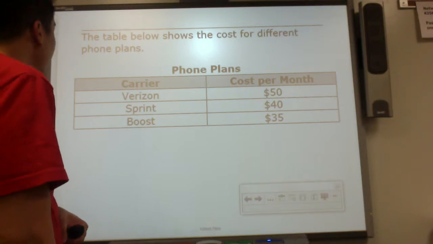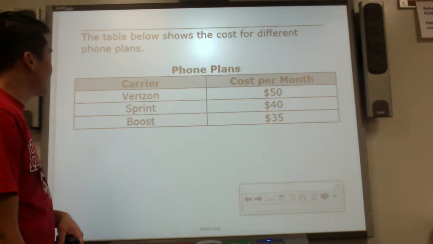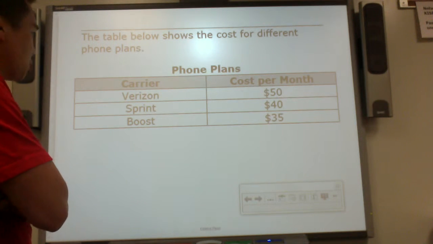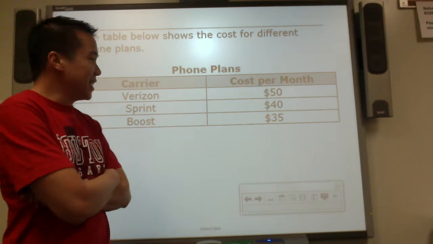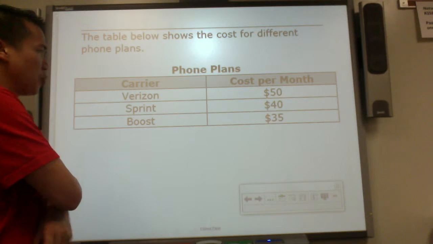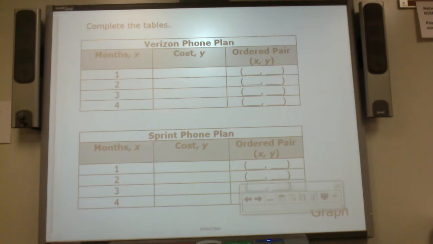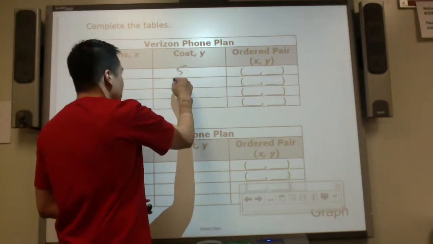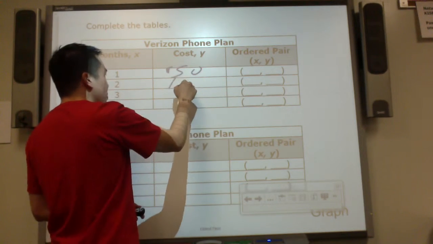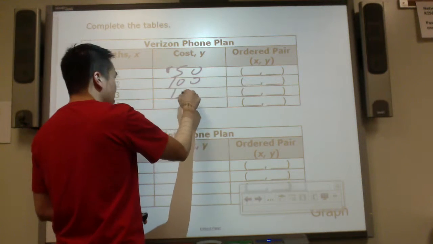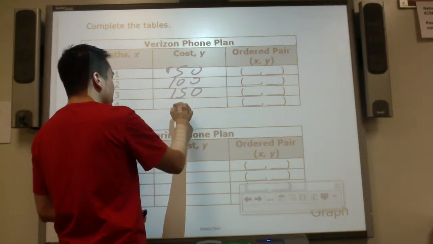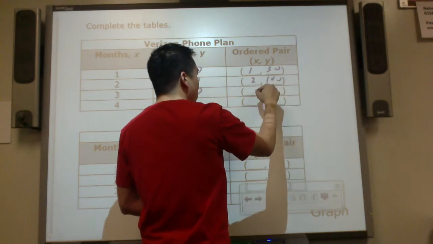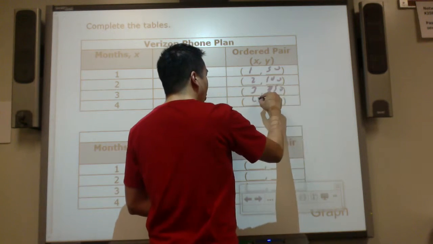So for example, the table below shows the cost for different phone plans. Verizon is about $50 per month, Sprint $40 per month, and Boost Mobile, $35 per month. Complete the tables. In 1 month, Verizon will cost you $50. 2 months will be $100. 3 months will be $150. In 4 months it'll be $200. The ordered pairs are 1 and 50, 2 and 100, 3 and 150, and 4 and 200.